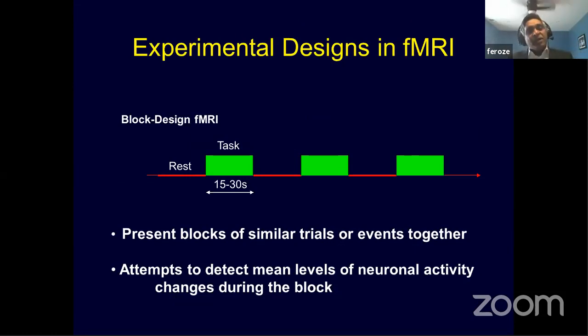So how do we capture the BOLD signal? There are two simple designs. One is what we call a block design. You present blocks of similar trials or events together. You have the rest state, again going back to my example of moving your right hand for looking at left motor cortex activation. And then during the task state, you ask the subject to move his or her hand. And then the idea would be to look at mean activation levels of neuronal activity during these blocks, right? It's called block because it goes as in blocks, or what you otherwise call boxcar experiments.